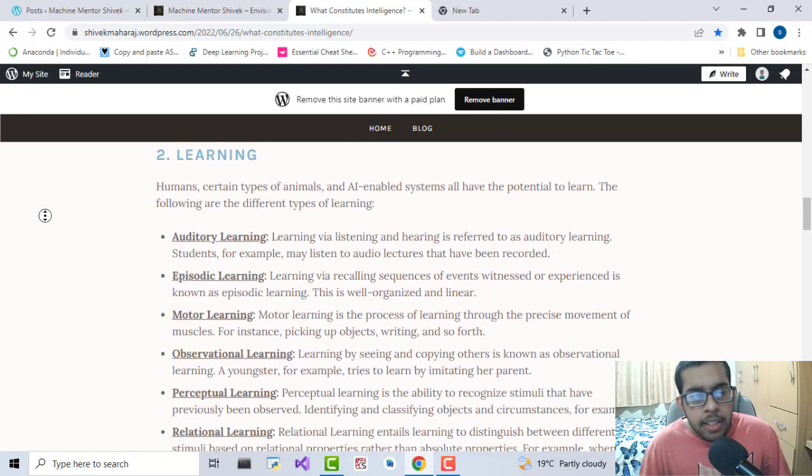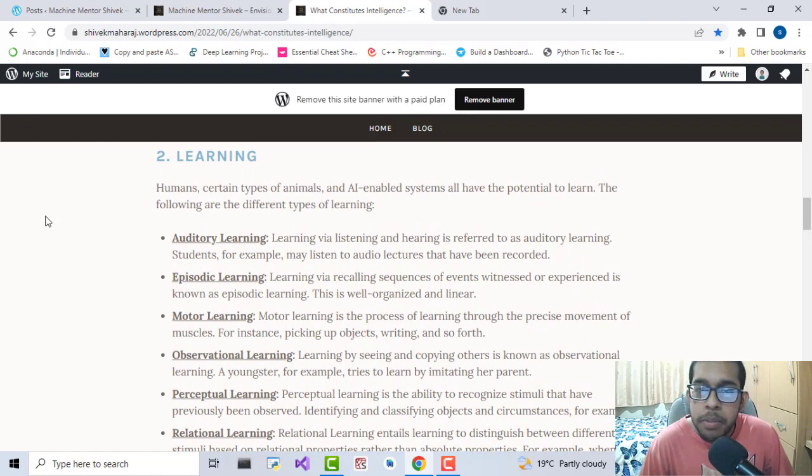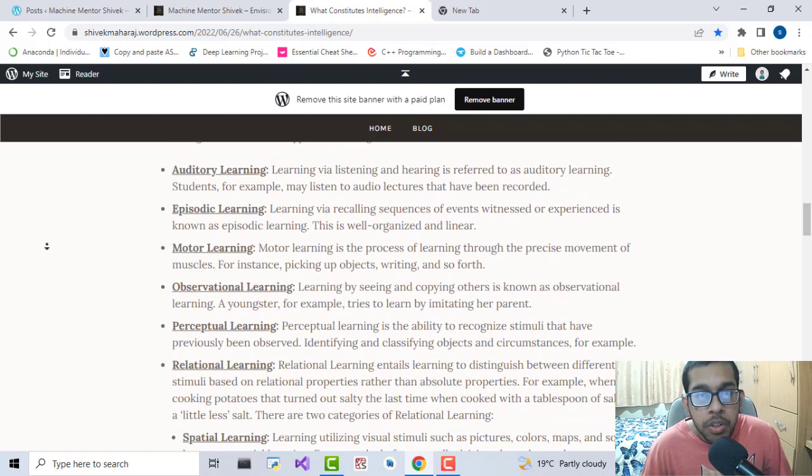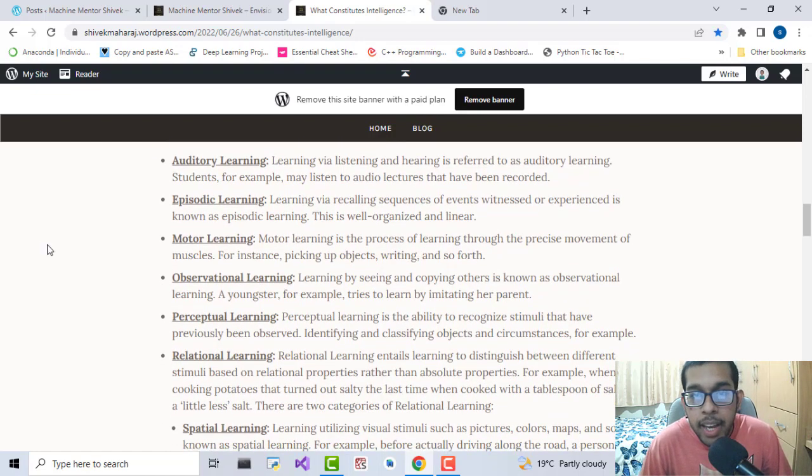Number 2. Learning. Humans, certain types of animals, and AI-enabled systems all have the potential to learn. The following are the different types of learning. We have auditory learning. Learning via listening and hearing is referred to as auditory learning. Students, for example, may listen to audio lectures that have been recorded. Episodic learning. Learning via recalling sequences of events witnessed or experienced is known as episodic learning. This is well organized and linear.